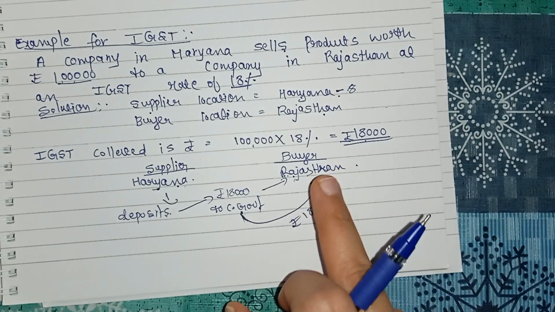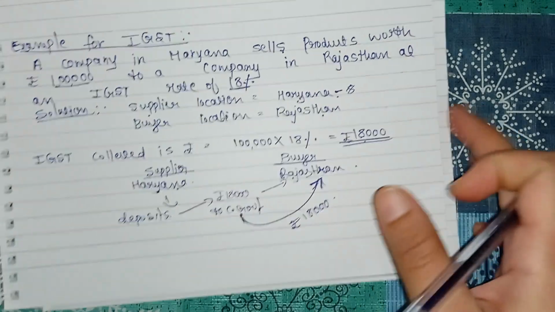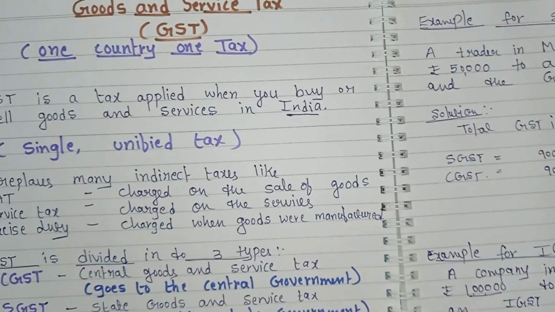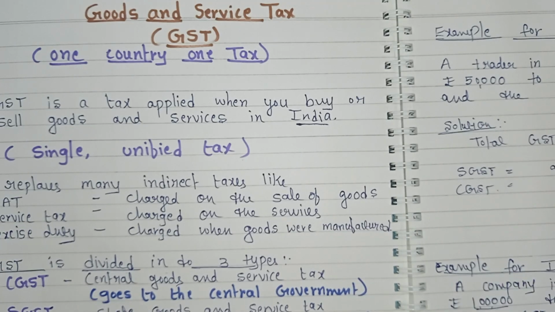I hope this example is clear to you all. So this is about goods and service tax.